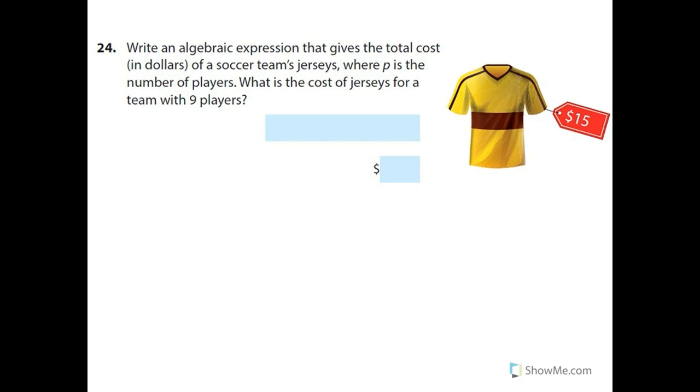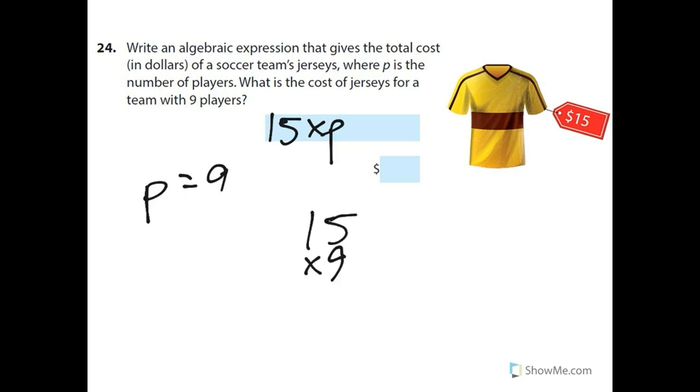Alright. Write an algebraic expression that gives the total cost in dollars of a soccer team's jerseys, where P is the number of players. What is the cost of jerseys for a team with 9 players? So our expression would be 15 times P. Well, P equals 9. So we would do 15 times 9. 9 times 5 is 45. 9 times 1 is 9 plus 4 is 13. So $135.